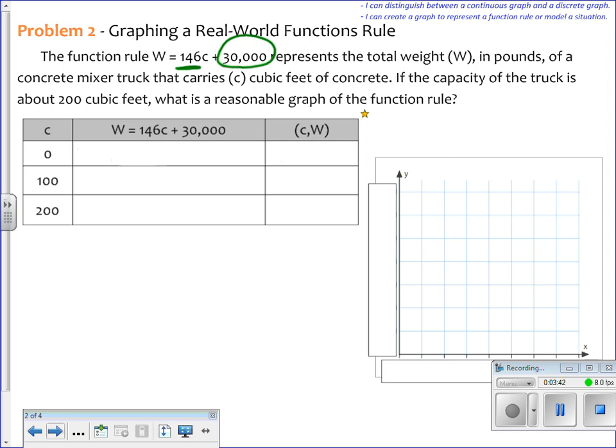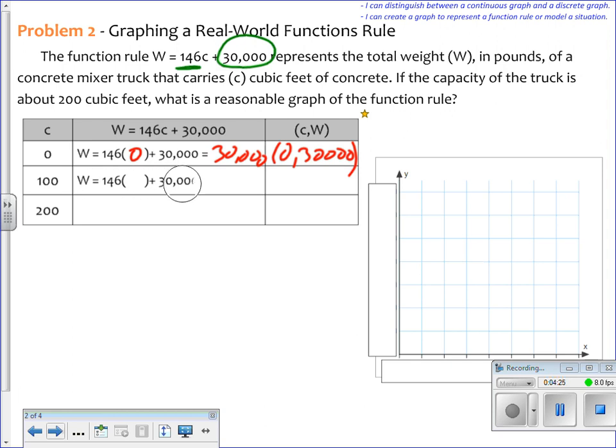So possible ones that I have: it's empty, there are 0 cubic feet in it. It's half full, there are 100 cubic feet in it. It's completely full, that's 200 cubic feet. So what we want to do is set up the rule. This is the equation we have, and we plug in our values. So we have 146 times 0 plus 30,000 equals 30,000. So I have the point 0, 30,000. The truck weighs 30,000 pounds even without any concrete in it.